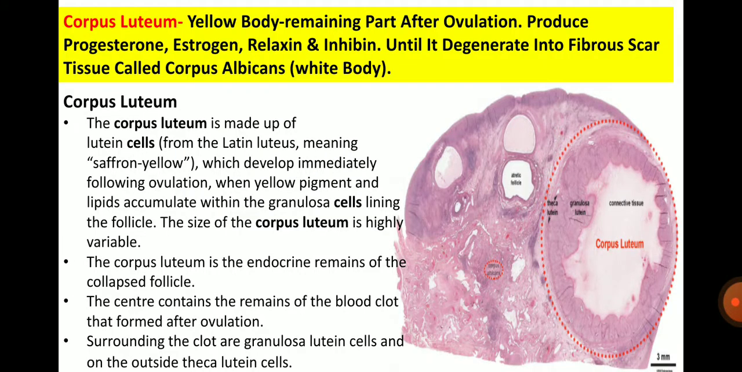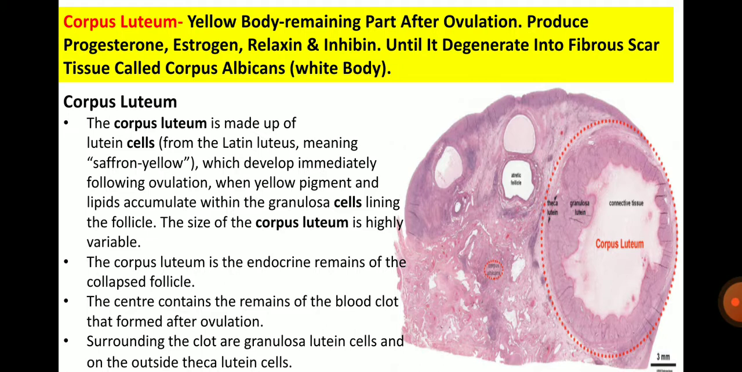So the next is the corpus luteum. Soon after the process of ovulation, the yellow body remaining is called the corpus luteum. It produces hormones like progesterone, estrogen, relaxin and inhibin until it degenerates into fibrous scar tissue called the corpus albicans, which is the white body.